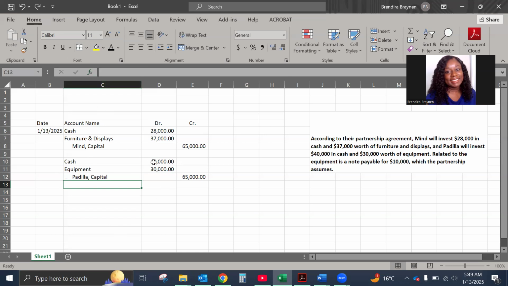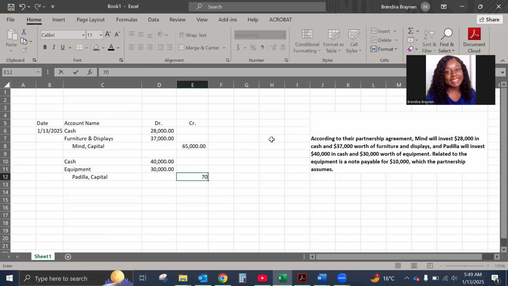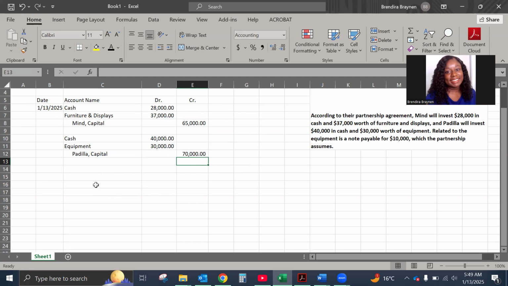And with Padilla Capital, the total that Padilla brought in, excluding this note payable, we're going to act like that doesn't happen right now, $70,000. So that means his or her investment is $70,000. And so if I was to do two separate entries for both partners, these would be the two different entries that I do. This would be correct. Now, me showing you a combination doesn't mean that this is not correct. It's just that you have the choice to do it separately, or you can combine it.